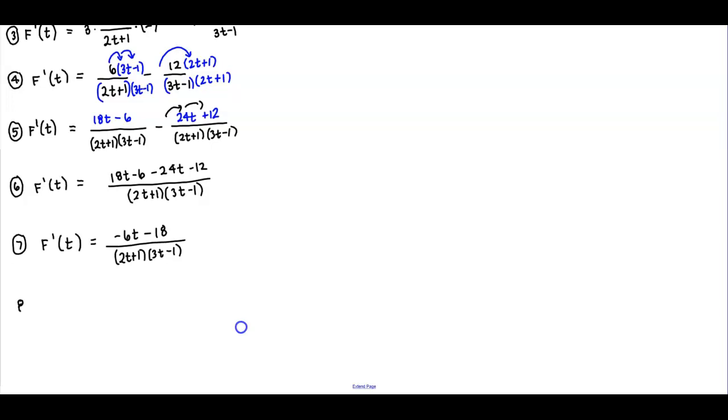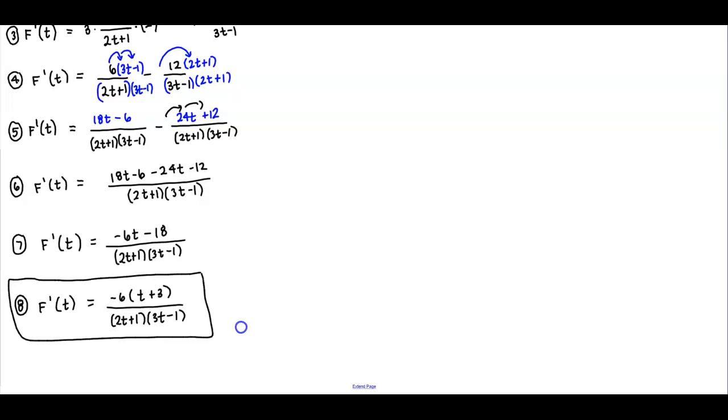And so now we can factor out the negative 6 in the numerator. What we have left is t plus 3, divided by 2t plus 1 times 3t minus 1. And there is the derivative of our function.